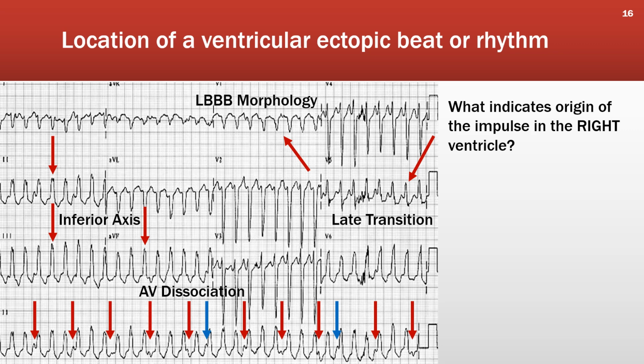So the late transition is a big hint that the tachycardia is coming from the right ventricle. Impulses originating in the right ventricle tend to have late transitions. Impulses arising in the left ventricle tend to have early transitions.